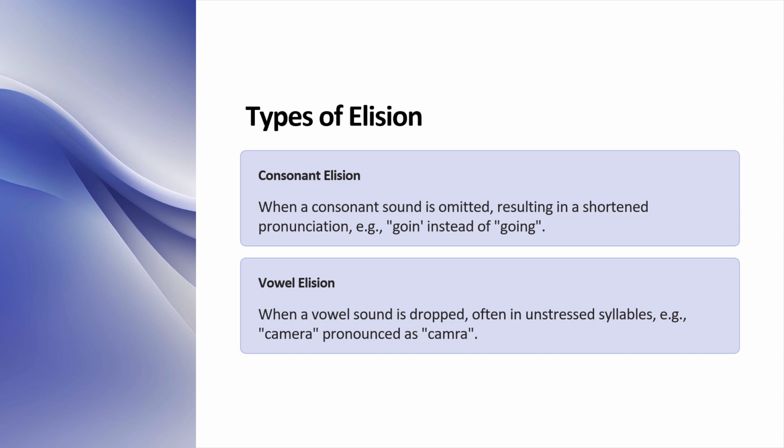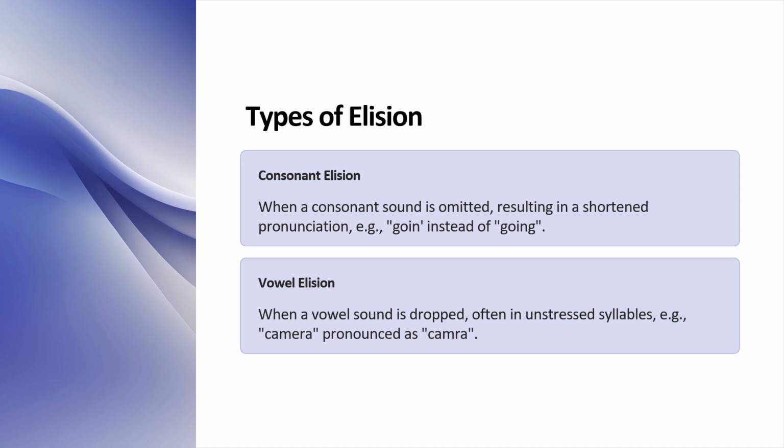Consonant elision, as the name suggests, is the omission of a consonant sound. For example, going instead of going. That is why, in conversation, the natives used to say, I'm goin' to, instead of going to. The ng is replaced by n.